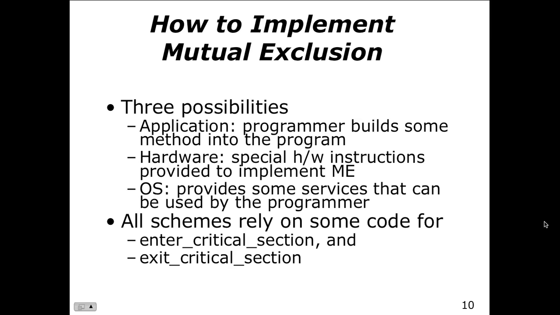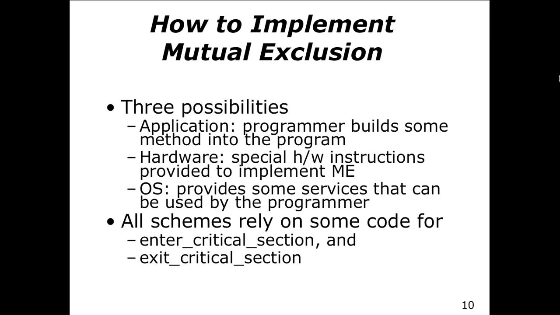So, in terms of how to implement the mutual exclusion concept, there are three possibilities. You can do it at the application level: the programmer builds some sort of method into the program to create the mutual exclusion. You can also implement this in hardware, where special hardware instructions are provided to implement mutual exclusion. It depends on the architecture, and on how sophisticated you're going to be in providing hardware support. If you do it at a hardware level, it's a little faster than doing it at a software level.